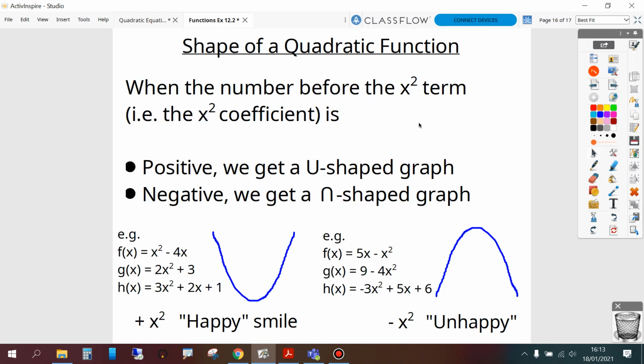And indeed, the shape of a quadratic function depends on the number before the x squared term, and this is called the x squared coefficient. If this number is positive, we get a U-shaped graph. If the number before x squared is negative, we get an n-shaped graph. Now, to help us remember this, we can say that positive x squared gives us the happy smile shape, and negative x squared gives us the unhappy sad face shape.